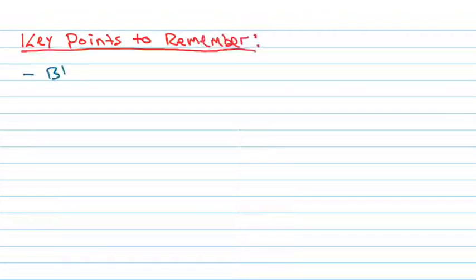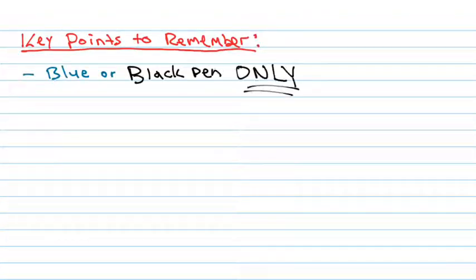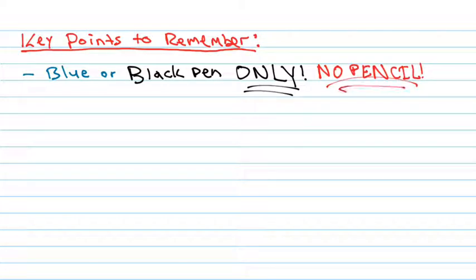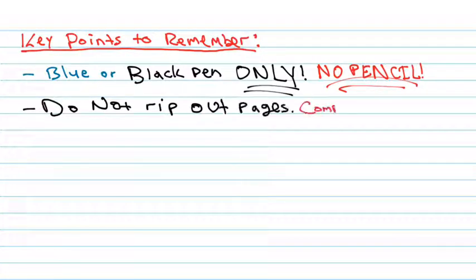Last but not least, let's go over some key points to remember. Only write in your notebook using blue or black pen only. Don't include any lecture notes. Don't include any things that we have during the pre-lab. Mostly you're going to use your lab notebook for lab and observations. And also, only write on the right-hand side of the page. Don't write on the back. Only on the right-hand side of the notebook. Also along with that, do not rip out any pages. So you're going to use composition notebooks only.